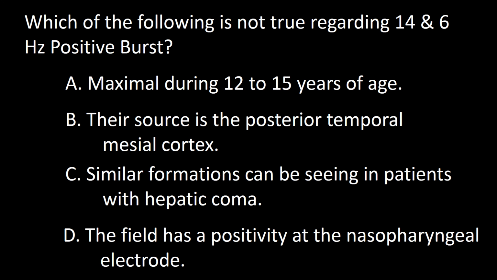Next question. Which of the following is not true regarding 14 and 6 Hz positive burst? A. Maximal during 12 to 15 years of age. B. Their source is the posterior temporal mesial cortex. C. Similar formations can be seen in patients with hepatic coma. D. The field has a positive area in the nasopharyngeal electrode.